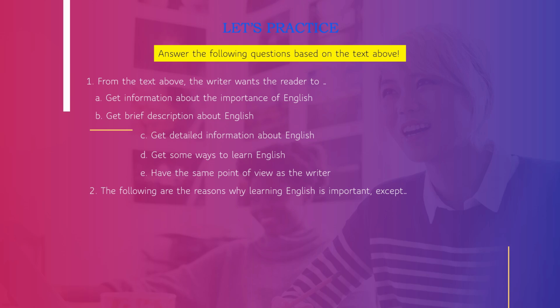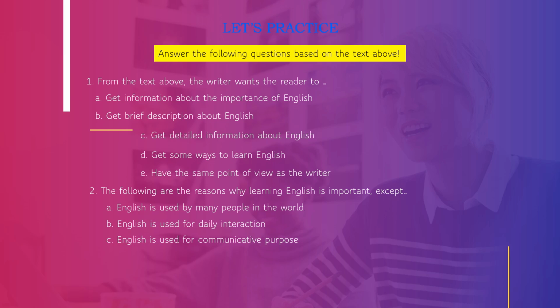Number two, the following are the reasons why learning English is important, except A. English is used by many people in the world. B. English is used for daily interaction. C. English is used for communicative purposes. D. Top requirement opportunities are provided for people who master English. Or E. English is needed in the global era.